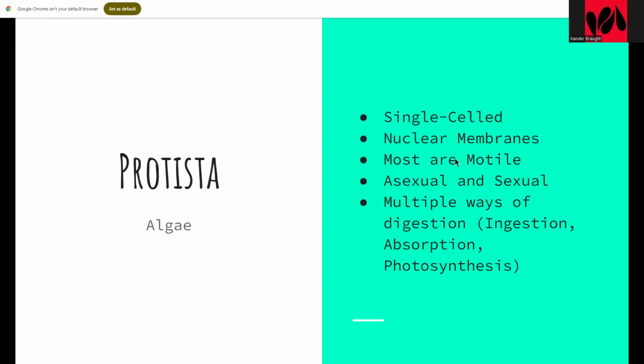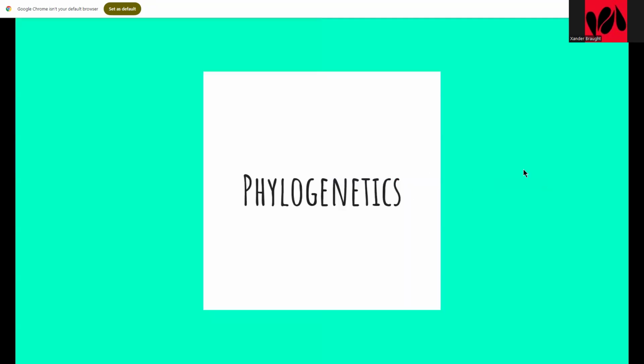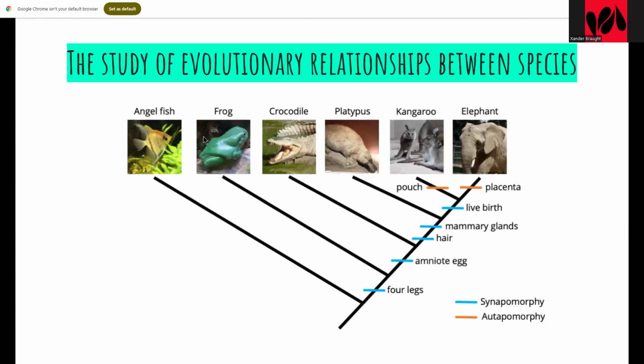Most are mobile, asexual and sexual, multiple ways of digestion. This simply means because animals ingest foods, some different creatures absorb foods, and plants photosynthesize. So these can do all three depending on what it is. And phylogenetics are the study of the evolutionary relationship between species.